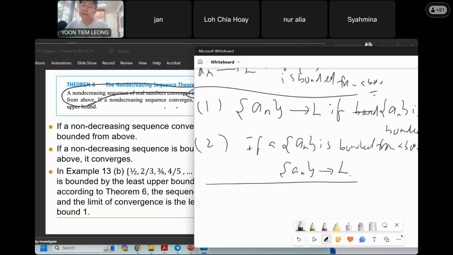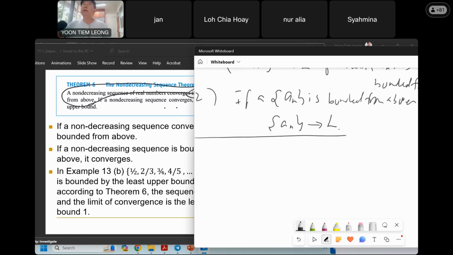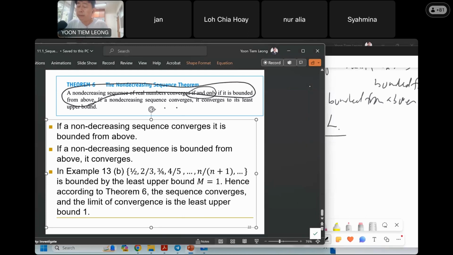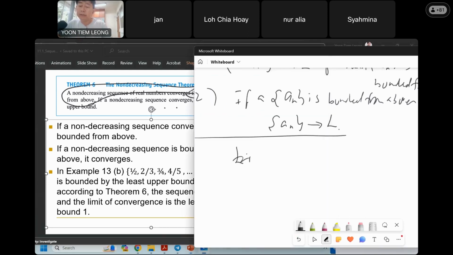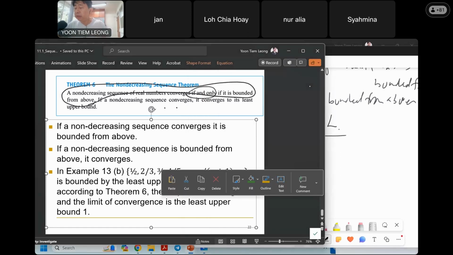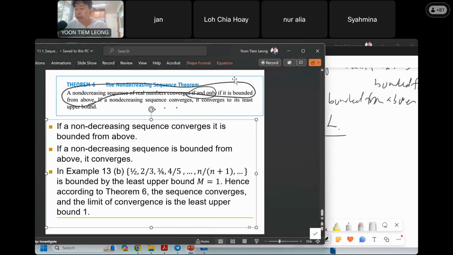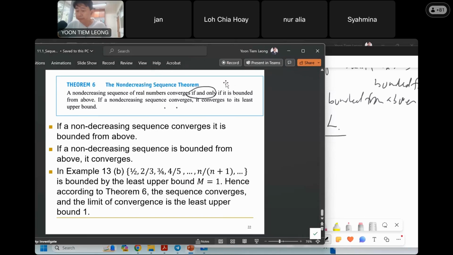Then the second part of theorem 6 says that if a non-decreasing sequence converges because it is bounded from above, then the limit of the non-decreasing sequence is equal to the least upper bound. So a non-decreasing sequence, if it is bounded from above, must converge. When it converges, it must converge to the least upper bound of the sequence. So that is what I want to tell you about theorem 6.